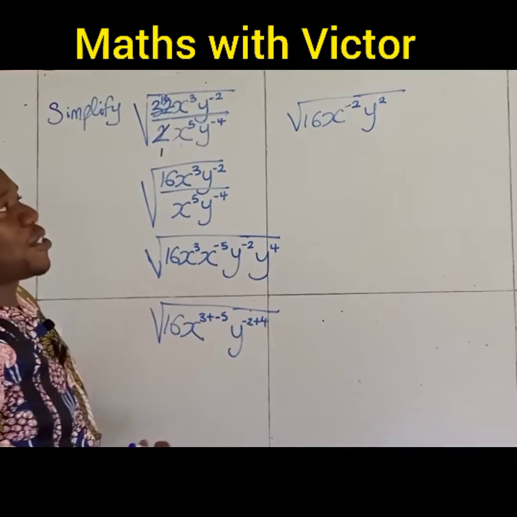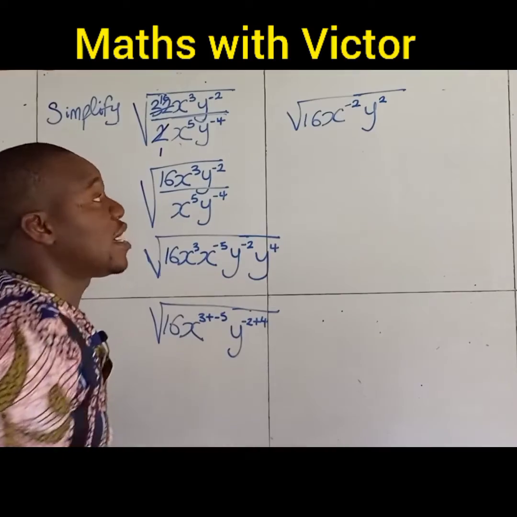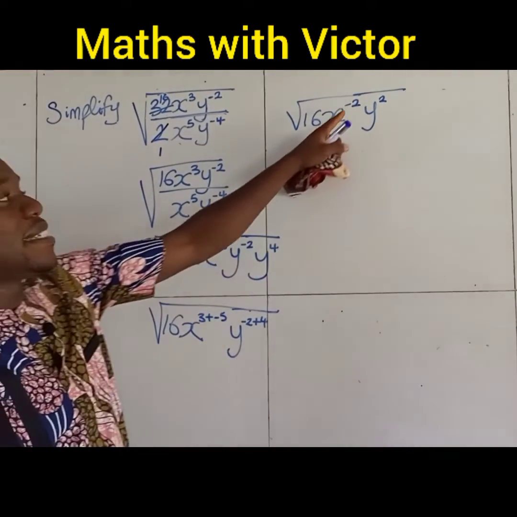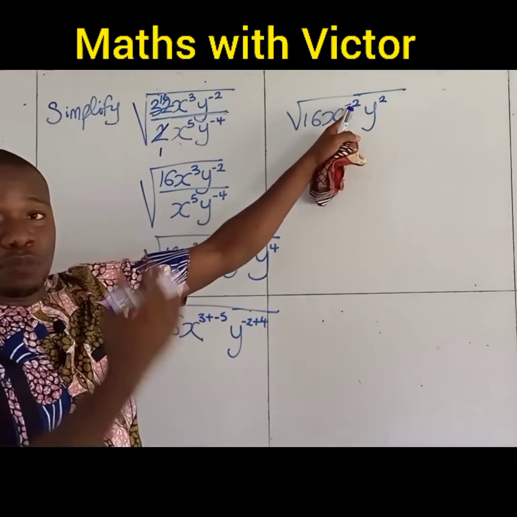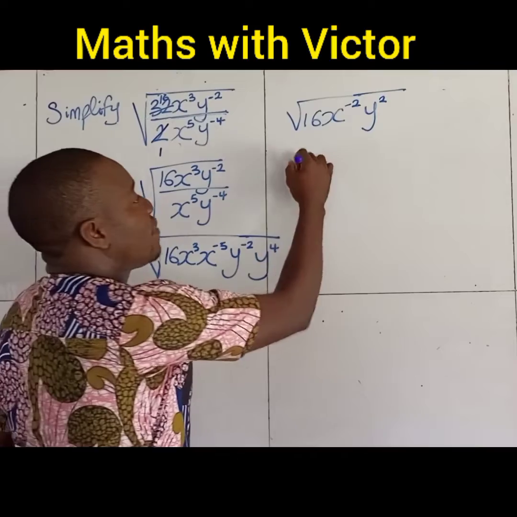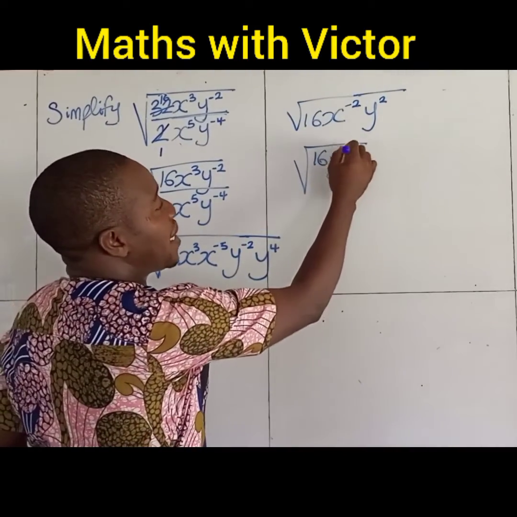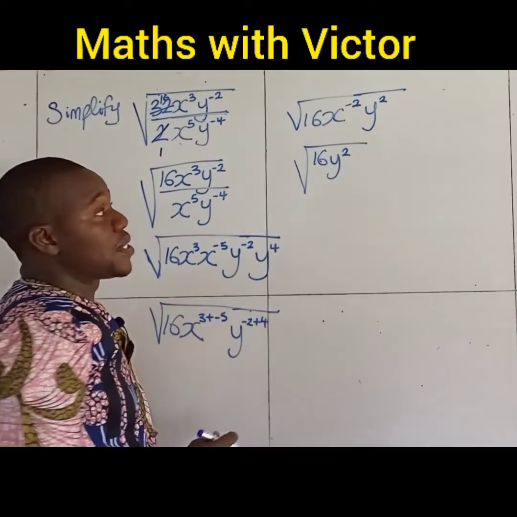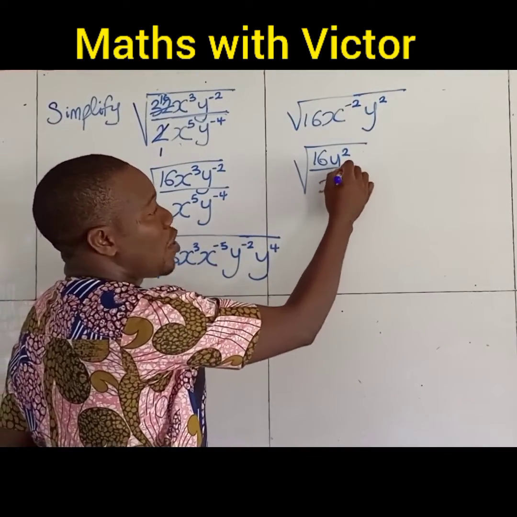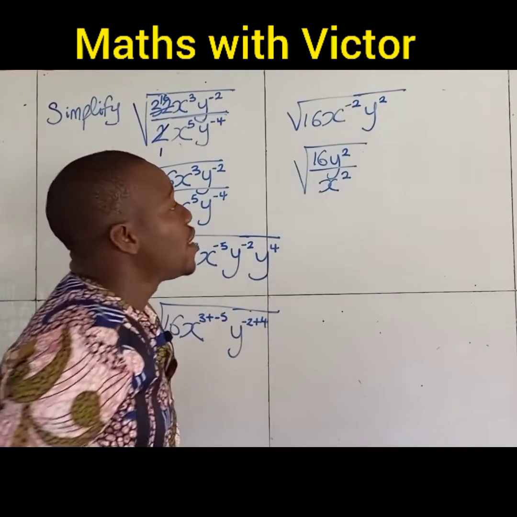Looking at this expression, we can find the square root of each of these because they are all perfect squares. But before that, as I've explained, this is a negative power, so I can make it a denominator and the power changes to positive. When I do that, I have square root of 16y squared, y stays where it was, then x to the power of minus 2 comes down and becomes x to the power of 2. The sign changed from minus to plus. So this is where we are.